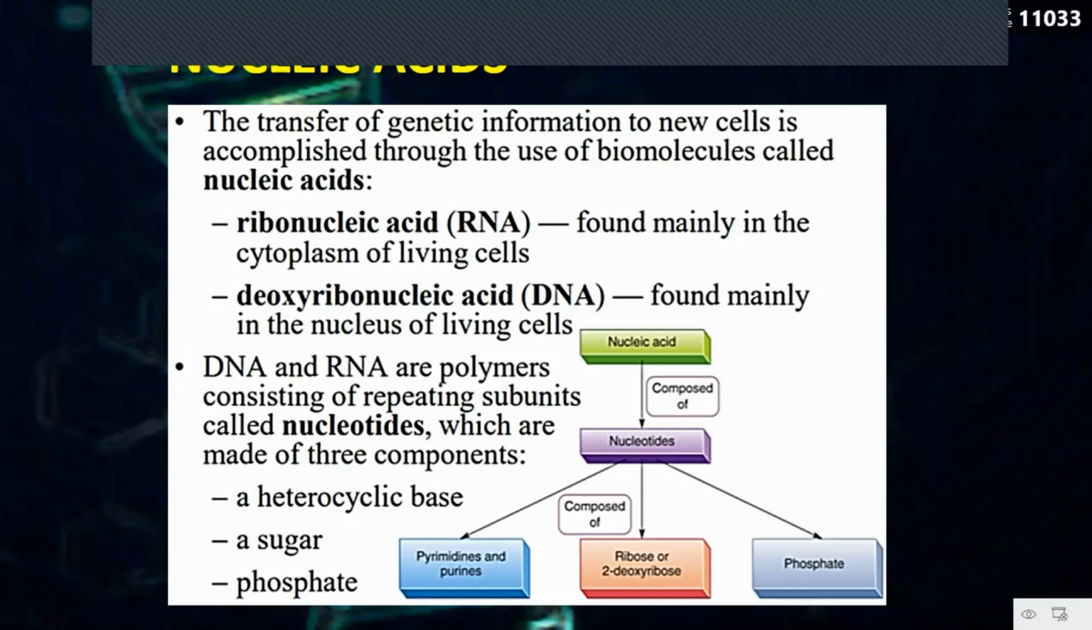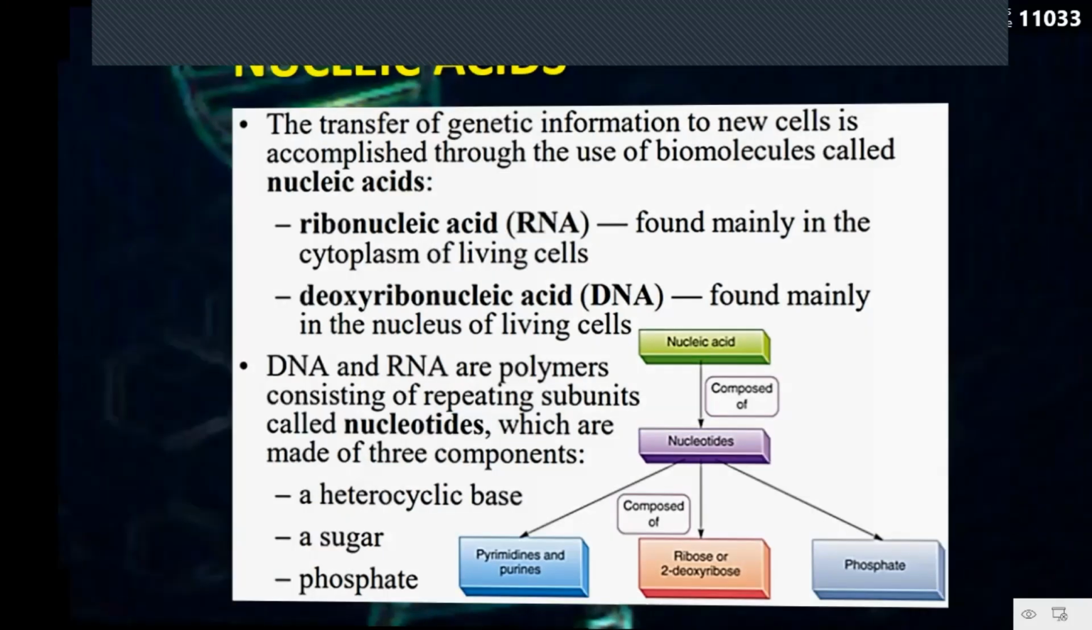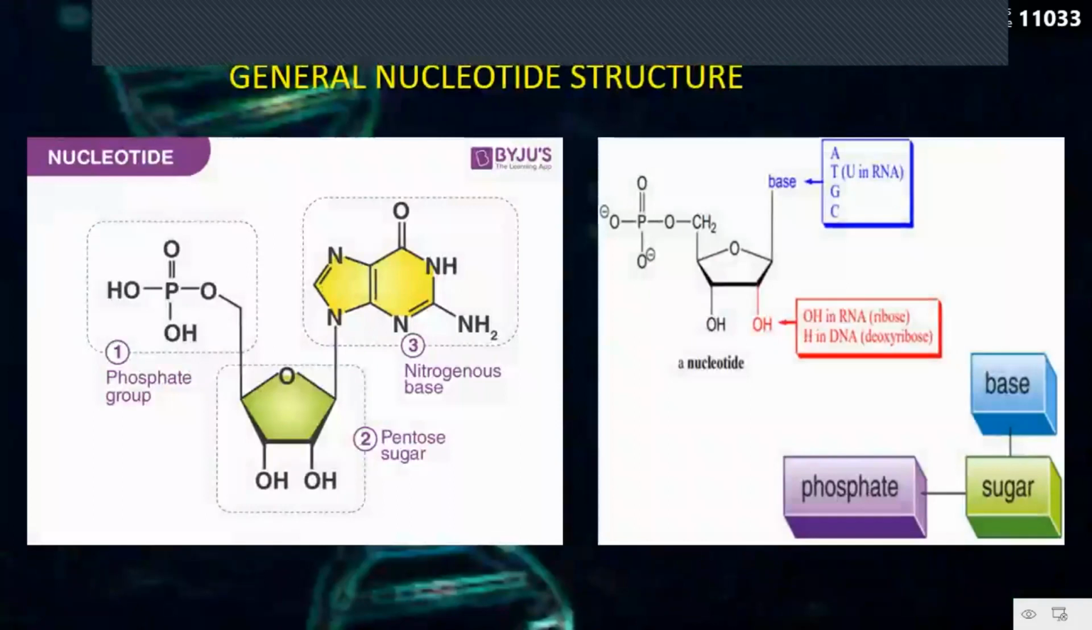RNA is found mainly in the cytoplasm of living cells. Mainly, but that doesn't mean it's not found elsewhere, because it is also in the mitochondria. In the nucleus, actually, we sometimes also see RNA. But it is found mainly in the cytoplasm. Meanwhile, DNA is found mainly in our nucleus. Okay? So let's proceed to the general structure of our nucleotide.